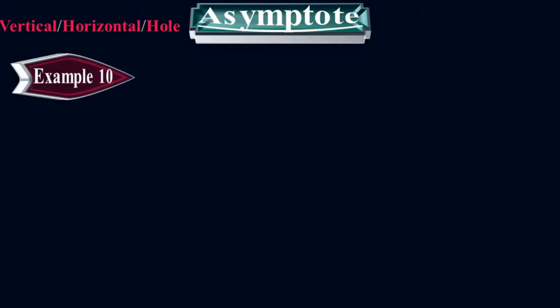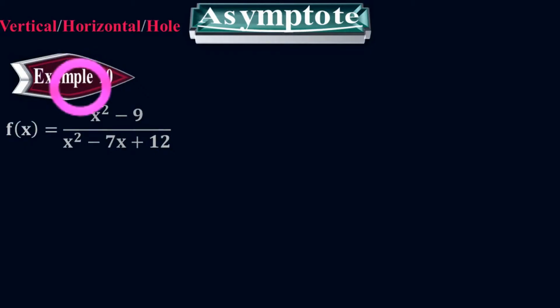Example number 10. f(x) equals (x squared minus 9) over (x squared minus 7x plus 12). The degree of the numerator is equal to the degree of the denominator. According to the rule, if the maximum degree of the numerator is equal to the maximum degree of the denominator, then we have to cancel the leading variables. What are the leading variables here? The leading variables are x squared in the numerator and x squared in the denominator.